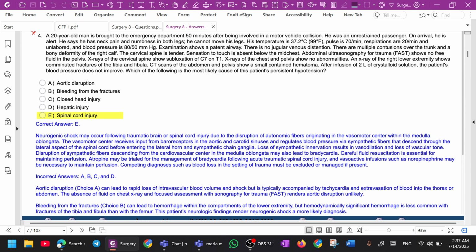It is not hepatic injury. That can lead to significant hemorrhage and shock, but will produce free abdominal and pelvic fluid on FAST. Okay, next.